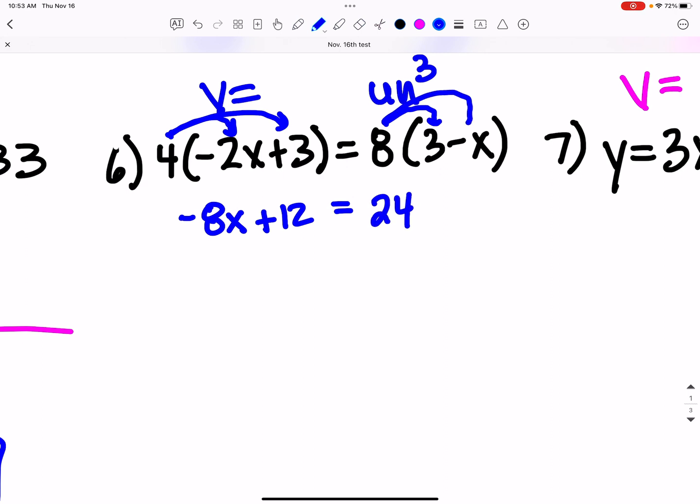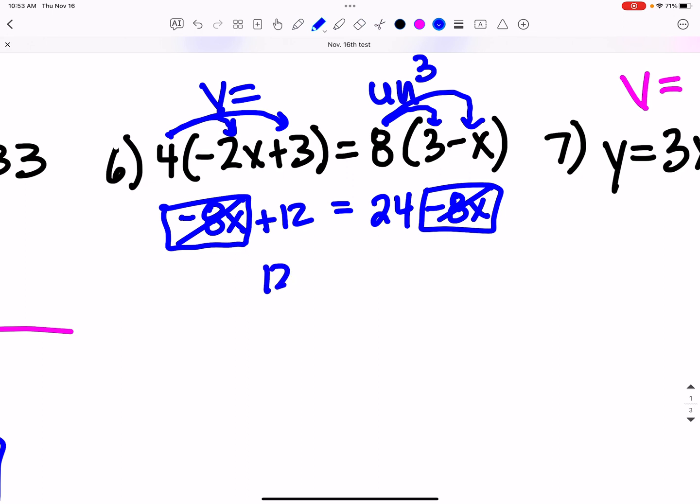8 times negative x is negative 8x. We have the same amount of x's on both sides. Whenever that happens, they're going to cancel themselves out when we add 8x to both sides. So we're left with 12 equals 24. That is not true. That is never true. There's nothing that will ever make this true. No solution.